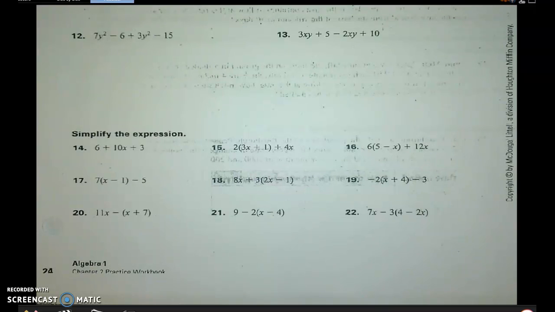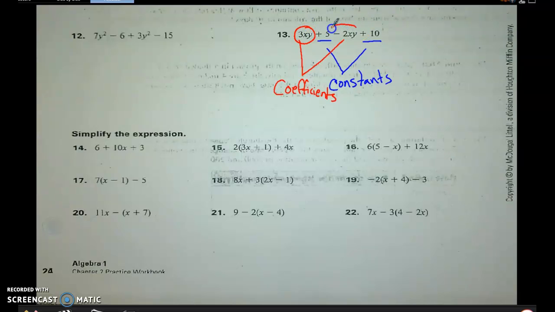Now, when I look at number 13, I see that right here, this 5 and this 10, they are both constants. Okay, I also need to look for those coefficients. Right there, my 2 and my 3, they are both coefficients. And with that 2, it's actually that negative 2 that sticks with it. Now, looking for my like terms, 3xy, negative 2xy. Those are like terms. Then my constants, my 5 and my 10, are both like terms.